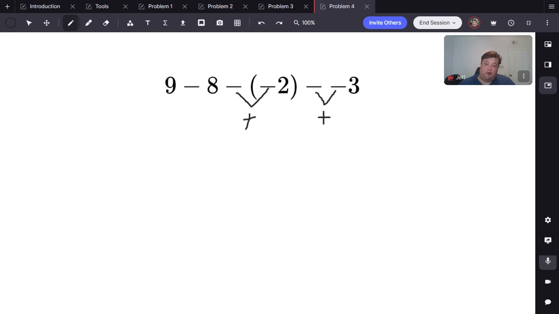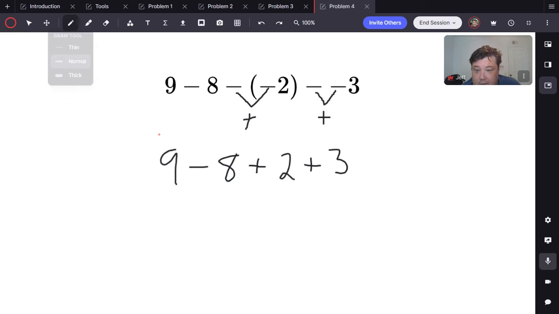All right. So now we're going to rewrite this problem. We're going to say 9 minus 8 plus 2. We don't need the parentheses since there's no negative with it. You wouldn't need the parentheses no matter what, but they're there. And then we have that plus 3, right? That turned into a positive as well. Awesome. So now we're going to do the same thing we did before. It looks like we've got quite a few positives on this one.